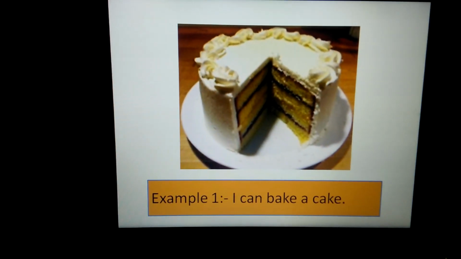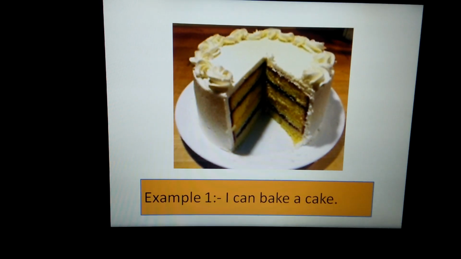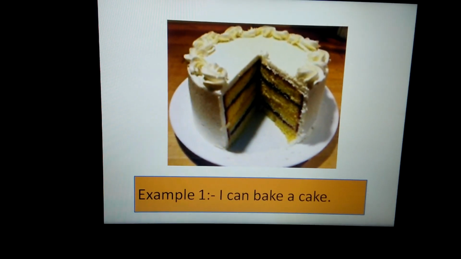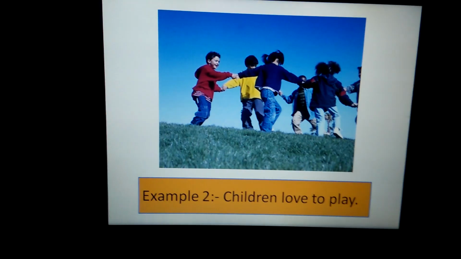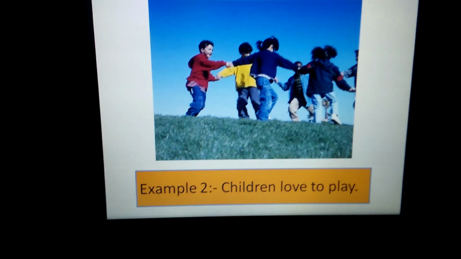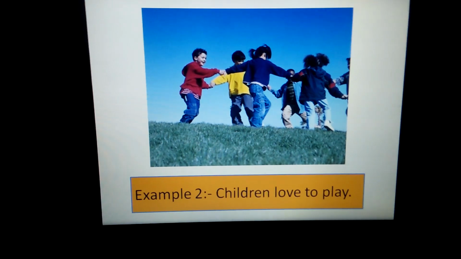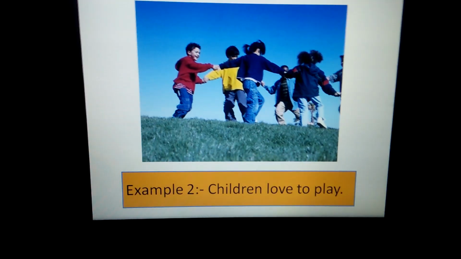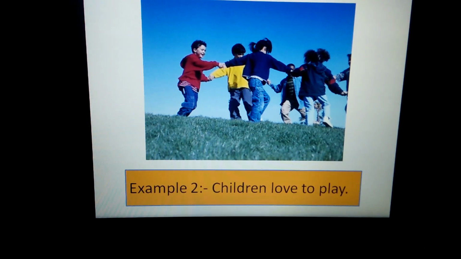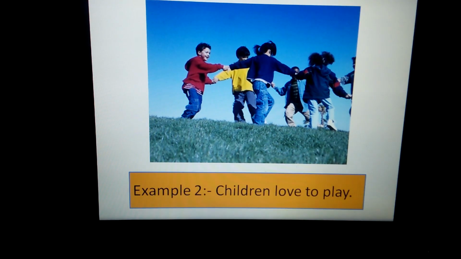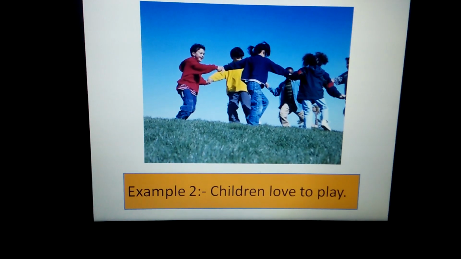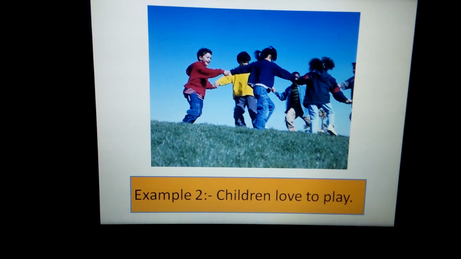Now these are the examples of declarative sentences or statements. The first one is I can bake a cake. These sentences mostly end with a full stop. The next example is children love to play. At last you can see there is a full stop. These all are simple statements and they are known as statements or declarative sentences.